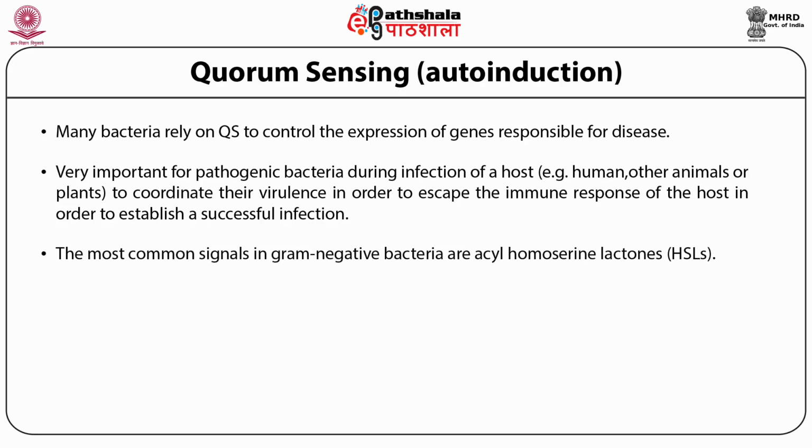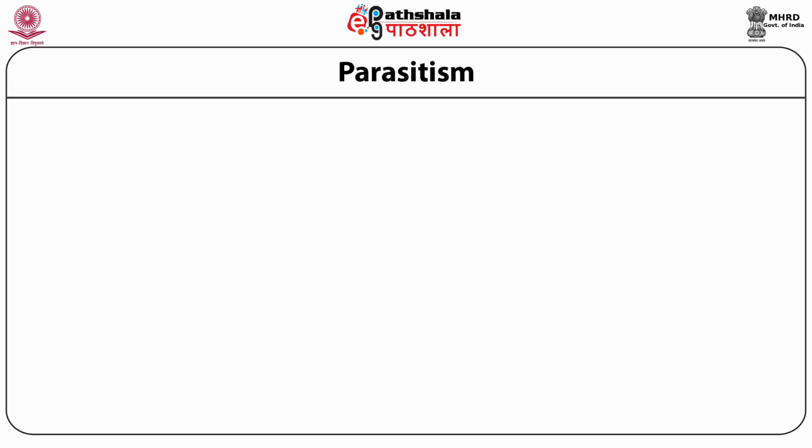The most common signals in gram-negative bacteria are acyl homoserine lactones, that is AHLs, and in different gram-positive bacteria, often oligopeptide signals.